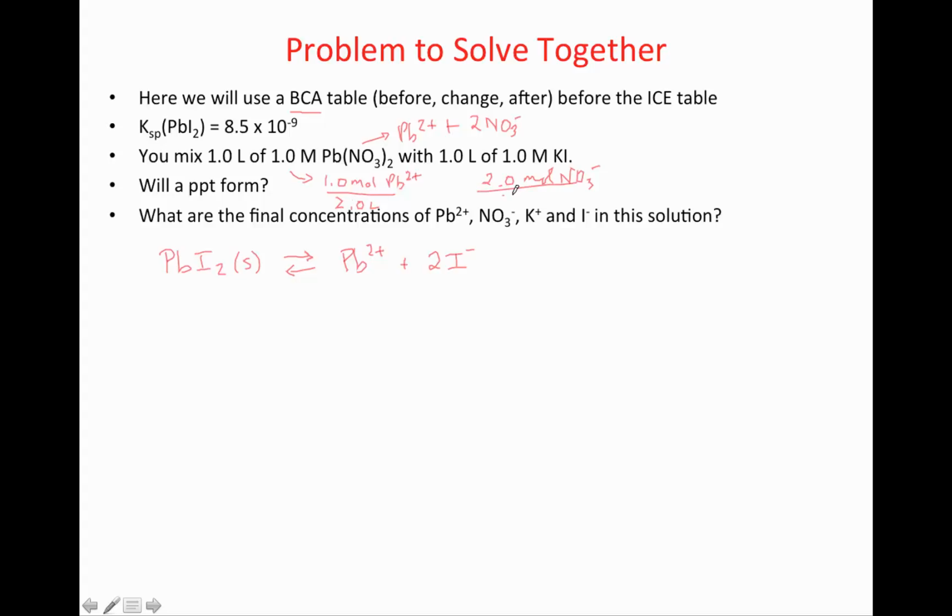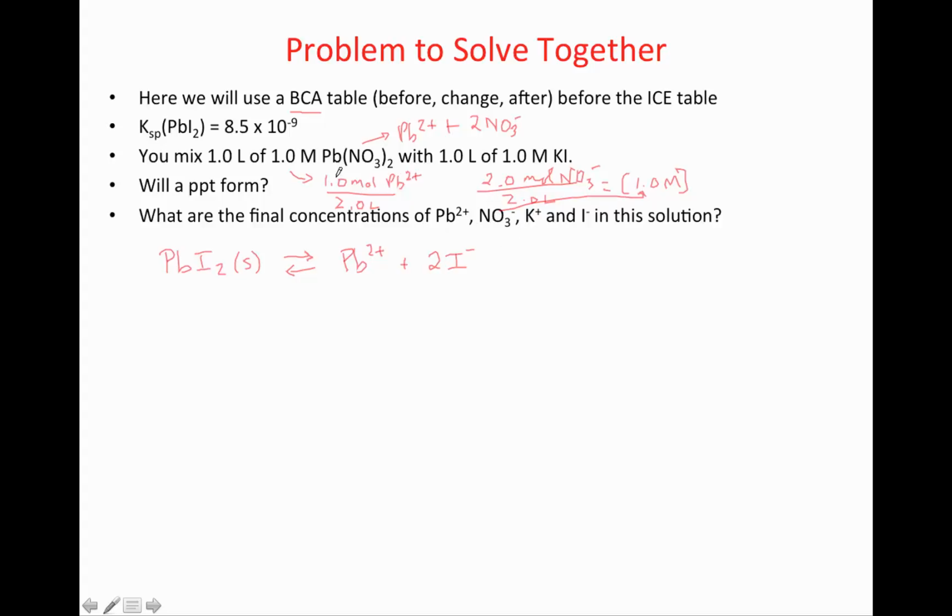And over here I have 2 liters of this. So this tells me that the concentration of nitrate in solution is 2 divided by 2, which is 1 molar. So that right there is the concentration of nitrate. 1 molar should be my concentration of nitrate. It's a spectator ion. It does nothing.